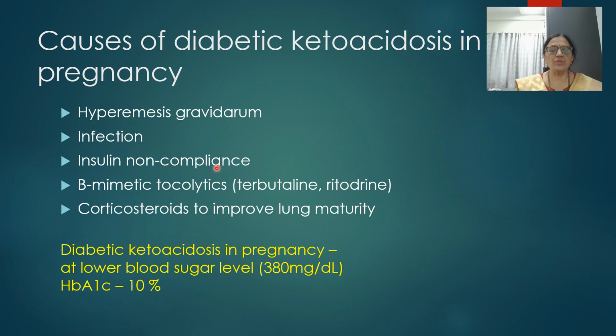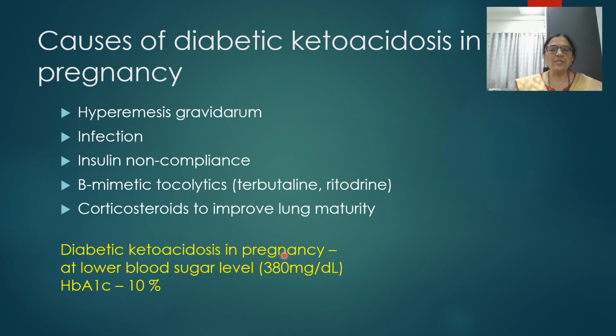If the patient comes in preterm labor and we are using beta-mimetic tocolytics such as terbutaline or ritodrine, then these drugs lead to a further rise in blood sugar, and a sudden rise in blood sugar can lead to diabetic ketoacidosis. Similarly, corticosteroids are given to improve lung maturity. These drugs also lead to a sudden rise in blood sugar, and if it is not properly controlled by increasing the dose of insulin, then the patient might go into diabetic ketoacidosis.